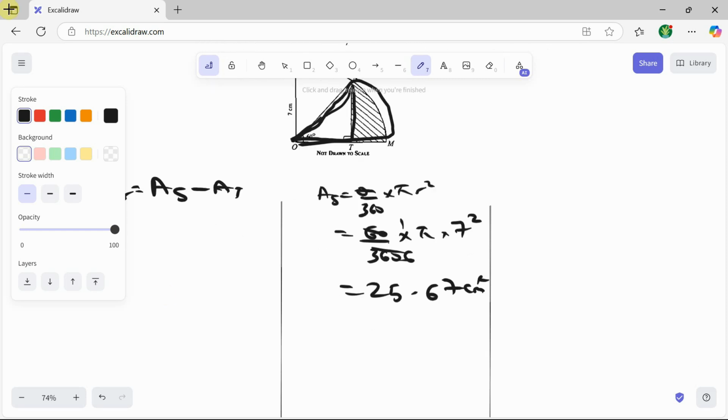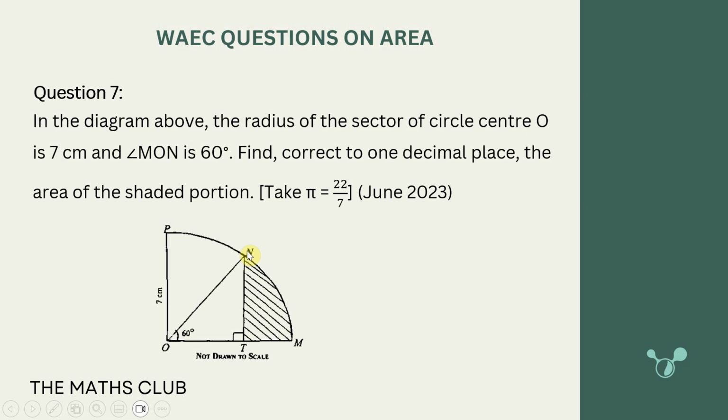Next thing to do is to find the area of the triangle. So from here to here is 7, right? We have the angle here, 60 degrees. We can find the length of another side. Remember, this place here is not the entire 7. It's from here to here, that's the entire 7.